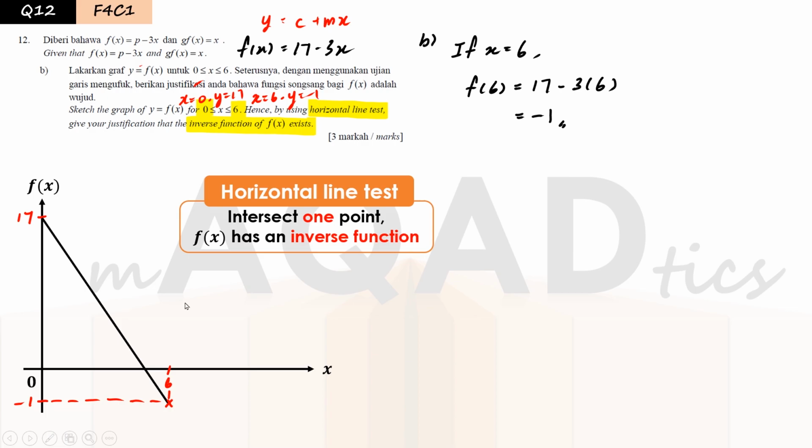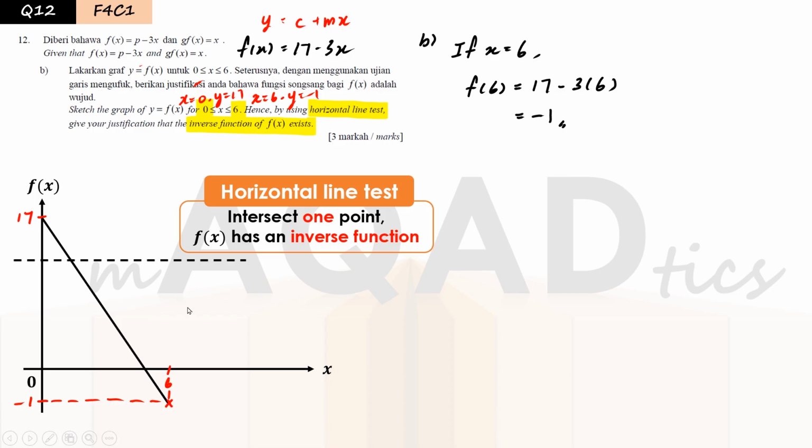Alright, so once we have drawn the graph, then we can use the horizontal line test. So I'm just going to draw one horizontal line here, and I'm going to move this line up, right? You can just place a ruler at the graph here, and then move upwards, to see whether at any point it intersects at only one point. As you can see, when we move up until the very end here, it only intersects one point. So this means that this function does have an inverse function, right?